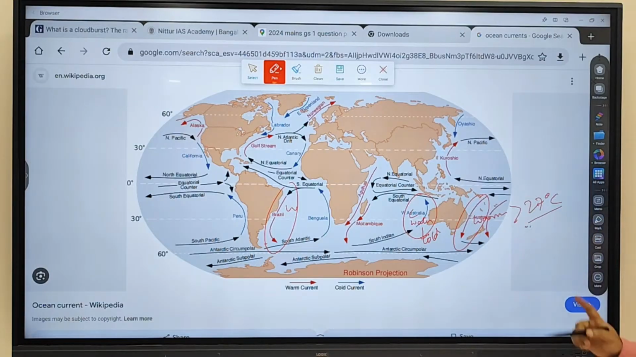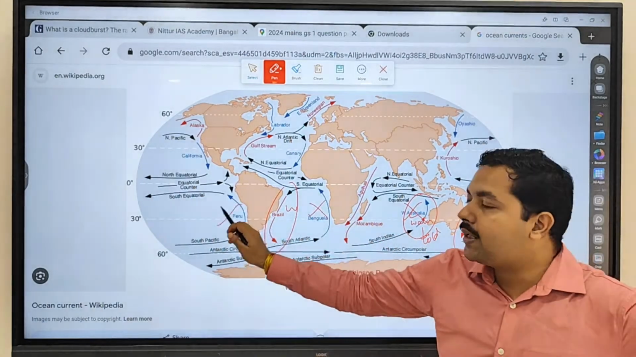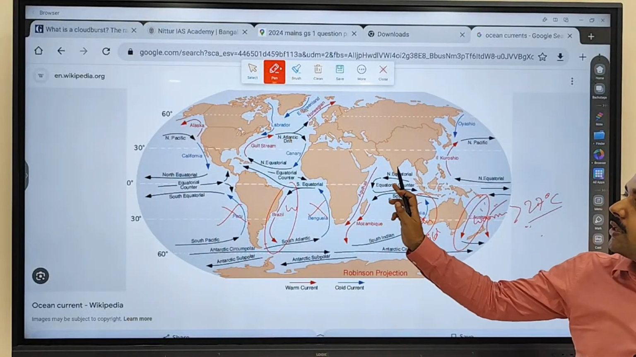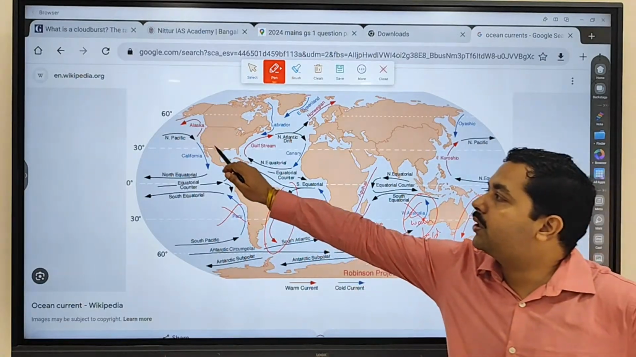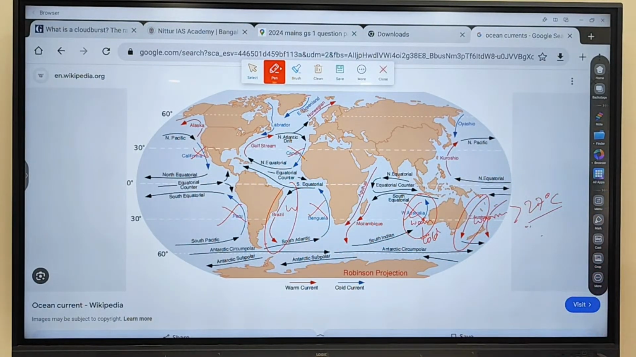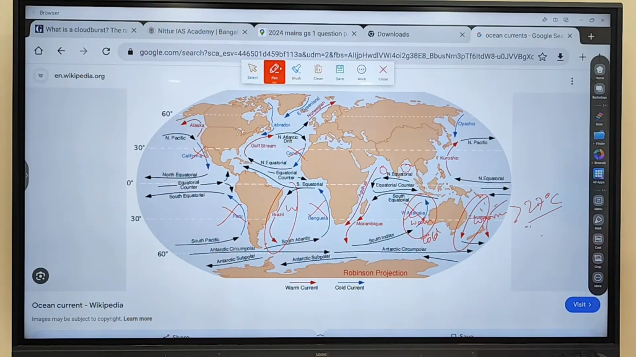A warmer temperature, greater than 27 degrees, is required, which will not occur on the west side, because on the west side, which type of current is flowing? A colder current is flowing. That's why tropical cyclones are always formed on the eastern side, because on the western side you will see a colder current. But in the Indian case, they can originate over here also, or they can originate over here also.